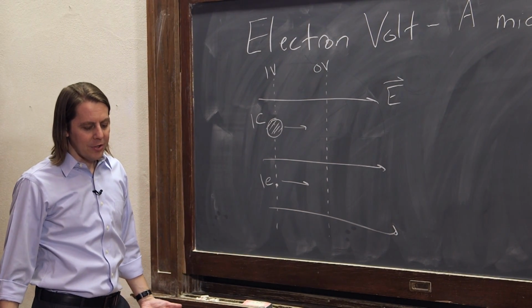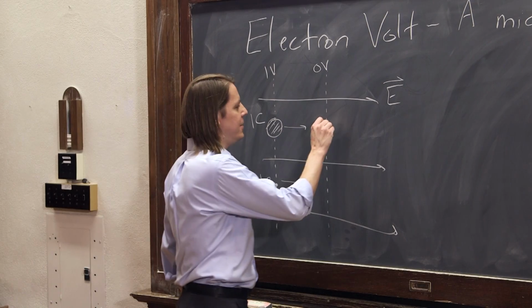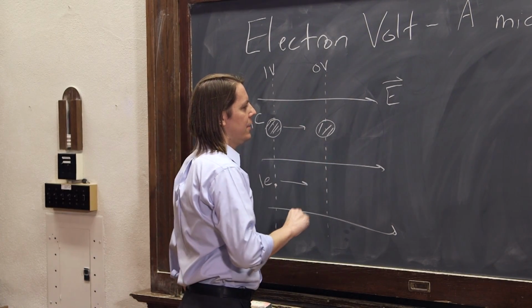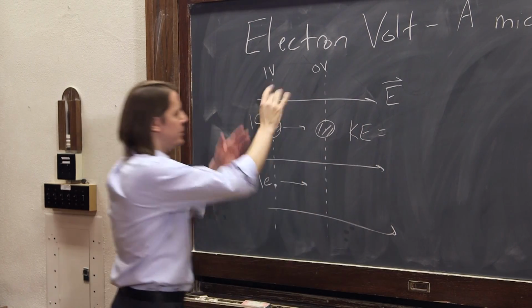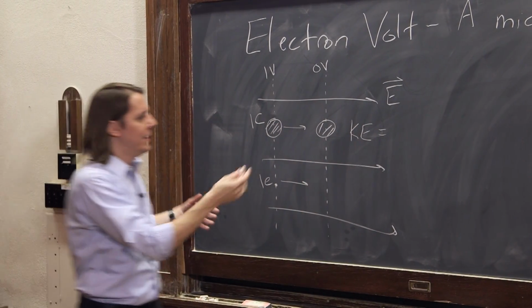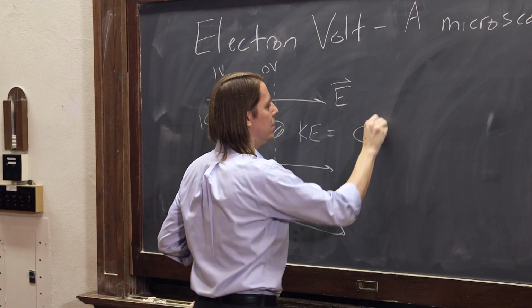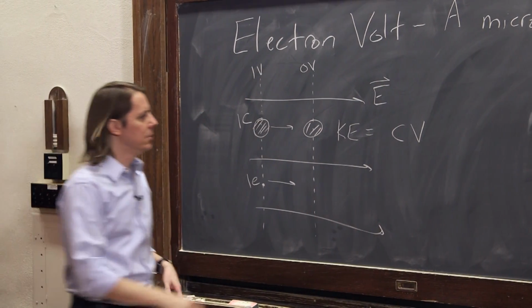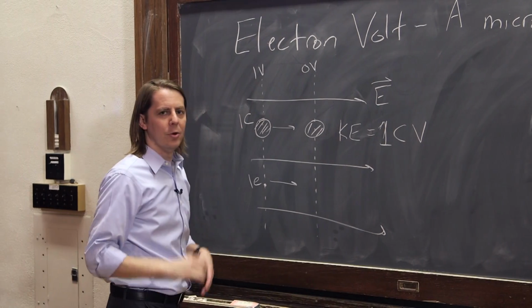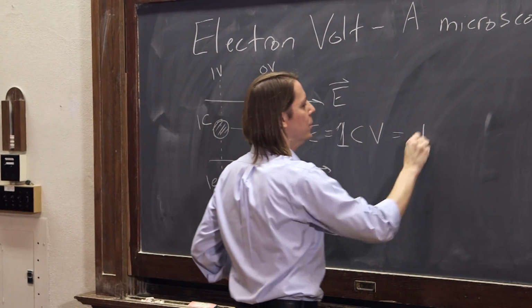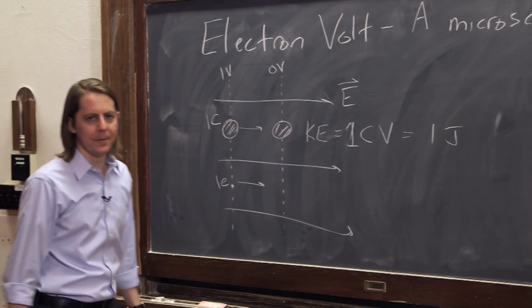So we know how to calculate the energy when they get to here. The energy that they pick up would be the kinetic energy. It would just be the charge times the potential difference, right? It would be a coulomb times a volt. It would be 1 CV, 1 coulomb volt, which is what a joule is. That's equal to a joule.